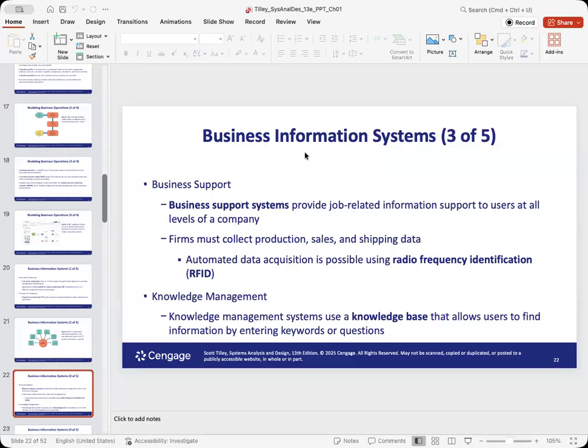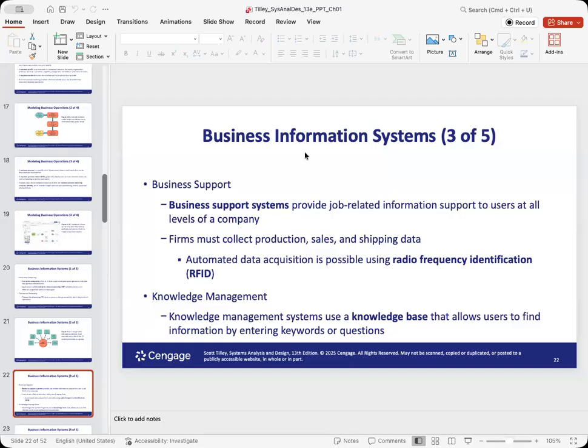Now, business support. What is a business support? A business support system provides job-related information support to users at all levels of a company. Firms must collect production, sales, and shipping data, and this is done through what we call RFID, radio frequency identification. It is a system that enables firms to collect possible information.